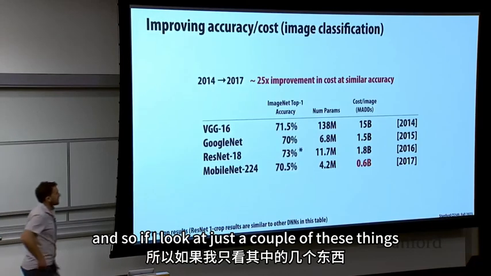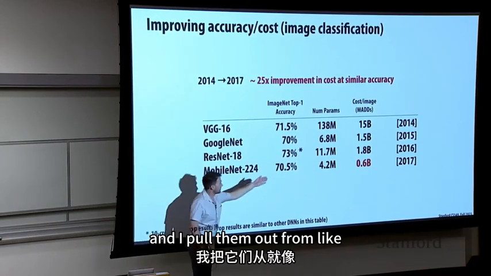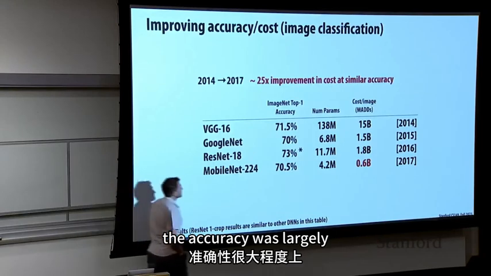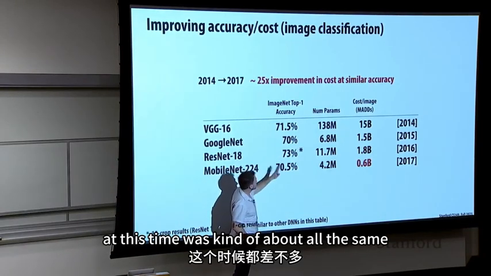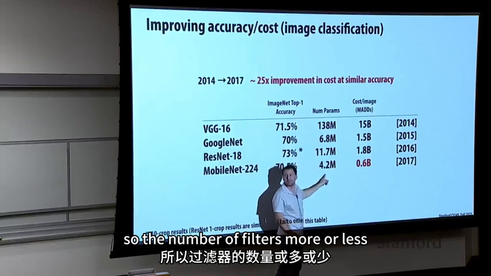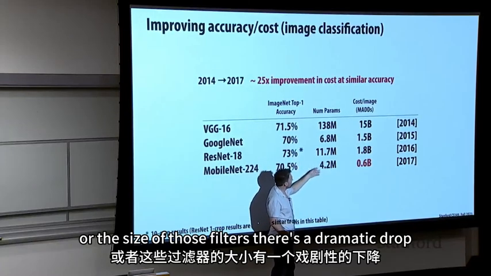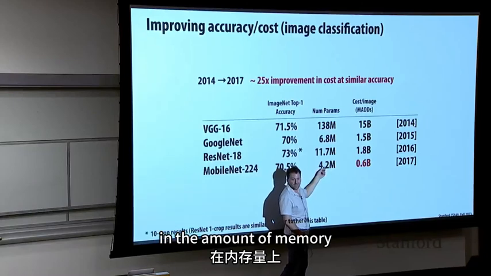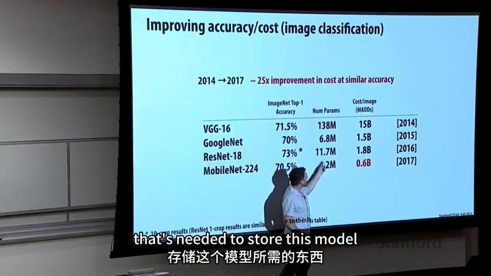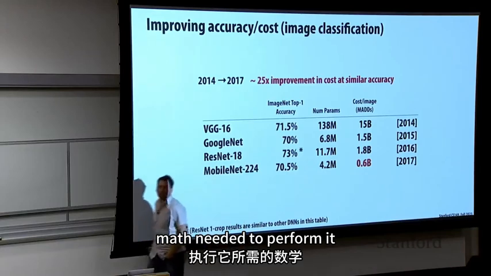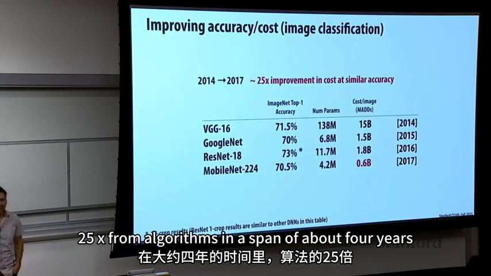And so if I look at just a couple of these things, I pull them out from basically a change every year. The accuracy at this time was largely about all the same. But if you look at both the number of weights, so the number of filters, more or less, or the size of those filters, there's a dramatic drop in the amount of memory that's needed to store this model. And there's almost a commensurate drop in the amount of computation needed to perform it. So that's about 25x from algorithms in a span of about 4 years.